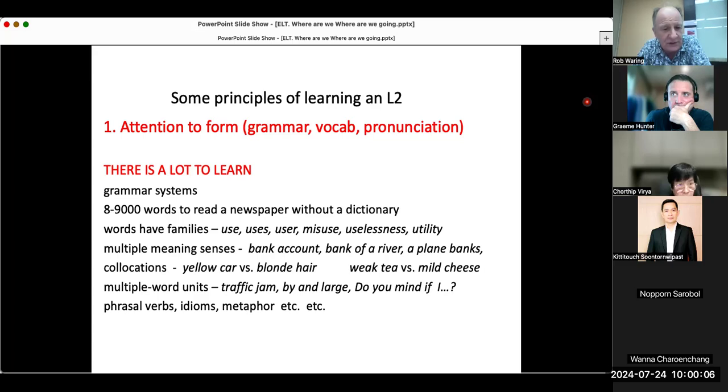And also they have multiple meaning senses. Here are 3 meaning senses of bank. Collocations are going to be important. Multiple word units, they need phrasal verbs, idioms, and metaphor. There's a lot to learn. This is just the grammar and vocabulary, and I haven't even mentioned pronunciation yet.